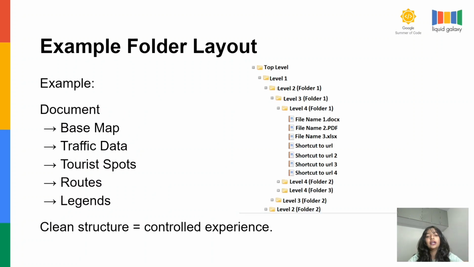Example folder layout. Let's look at a real world example. Inside your document, you create specific folders: base map, traffic, tourist spots, routes, and legends. Why is this layout superior? Because during a live demo in Liquid Galaxy, it gives you director powers. You can turn off the traffic data to focus on the specific building.